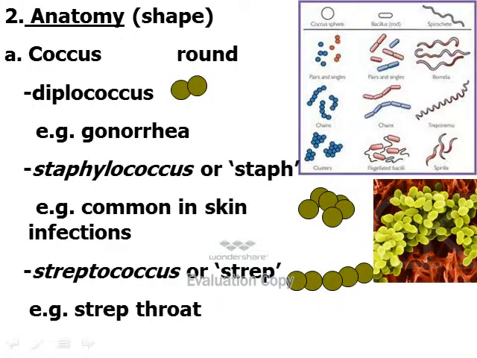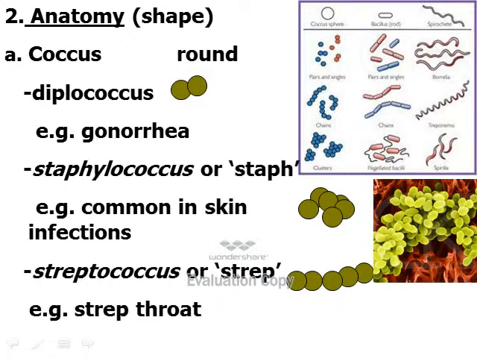If you've ever admired someone's shape or their anatomy, then you understand this concept. Bacteria has anatomy. They can be round, which is called coccus. If there's two of these together, we call it diplococcus. The gonorrhea has that kind of shape. Or it can be a clump of coccus, which we call staphylococcus, or just staph for short. We find those in skin infections.